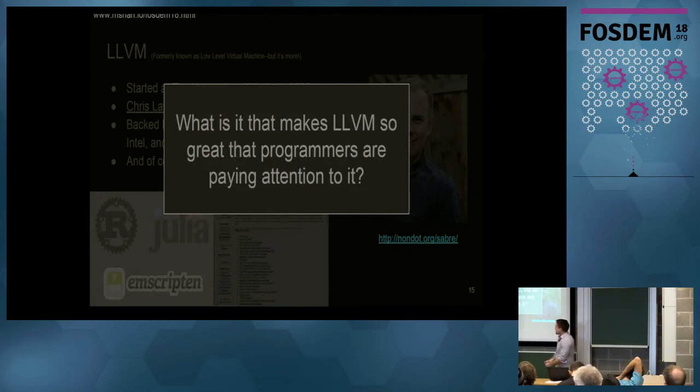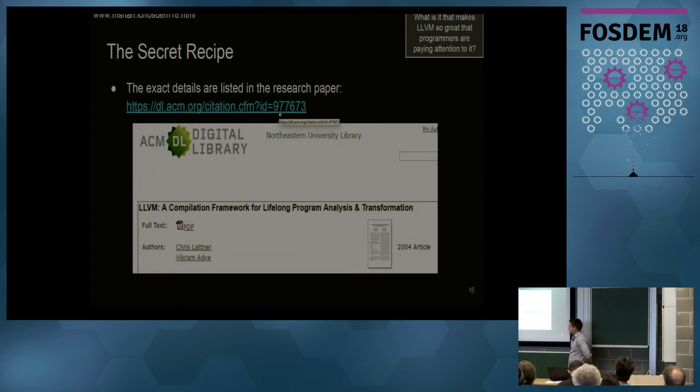But I guess the real good question is, it's great that it's open source and popular, but what makes LLVM the tool that a lot of programmers are paying attention to right now? It's getting a lot of attention. Why is it winning awards? Well, the secret recipe, if we want to just look, is in the research paper published in 2004 that describes the details and the internals. Of course, we have the source code.